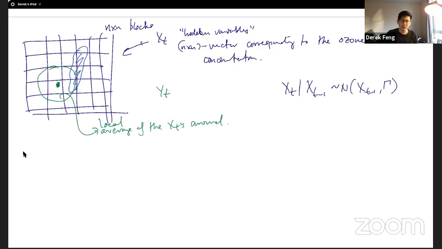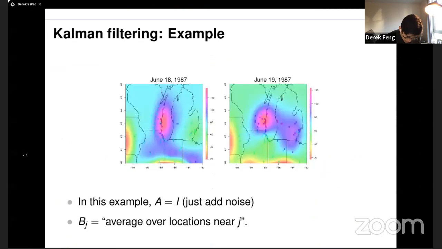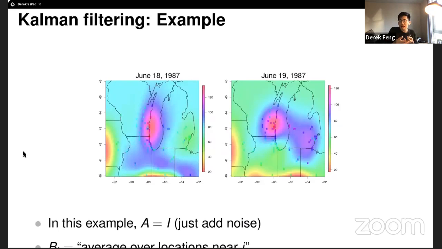What you see is that you're able to have some pretty nice estimates for your ozone. Whether or not this actually reflects reality is a separate story, but it's surprising to me that through this process, it's basically spatial statistics. I am now able to capture the spatial aspect of all this, and just through this weird hidden Markov model, I can estimate the movement of ozone concentrations across space.